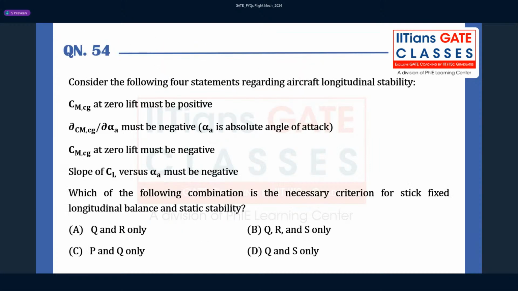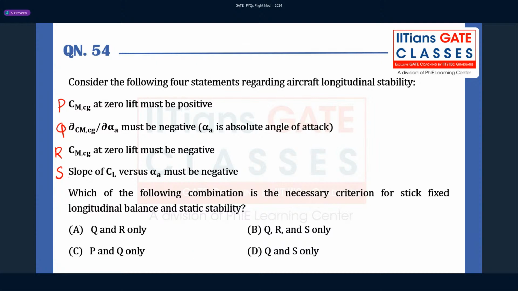Consider the following four statements regarding aircraft longitudinal stability. So let's mark the statements first. It's not given, so let this be statement number P, statement number Q, statement number R, statement number S. CM at CG at zero lift must be positive. Del CM by del alpha must be negative, where alpha is the absolute angle of attack. CM at CG at zero lift must be negative. Slope of CL versus alpha must be negative. Which of the following combinations is the necessary criteria for a stick fixed longitudinal balance and static stability?